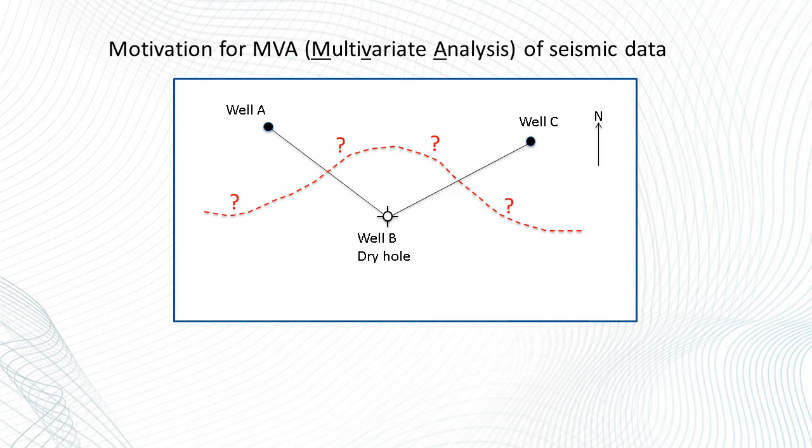Two economically important questions are: one, where can further productive development wells be drilled? And two, is well B a local anomaly, or is this non-productive rock more widespread? Drilling to find the answers to these questions can drive finding costs higher and reduce or even eliminate profitability of a field.